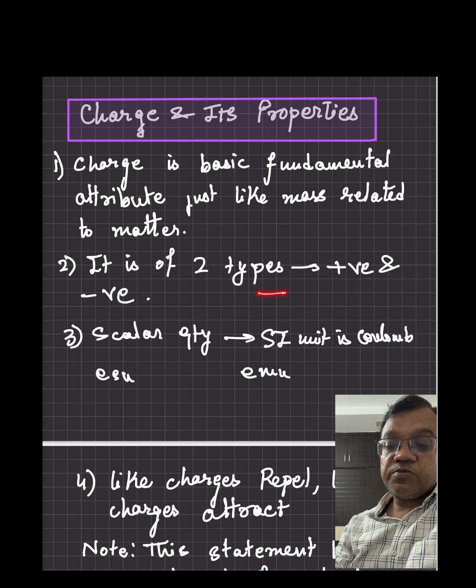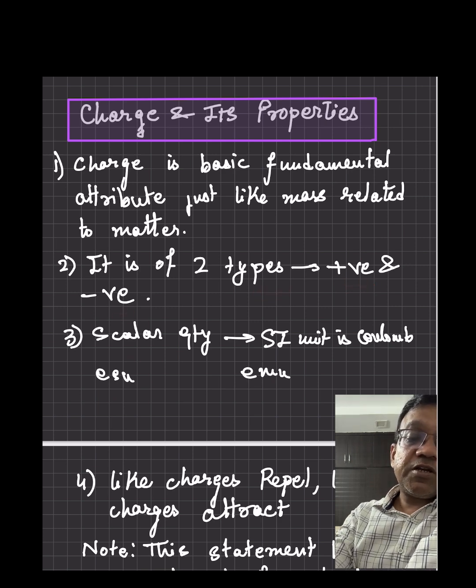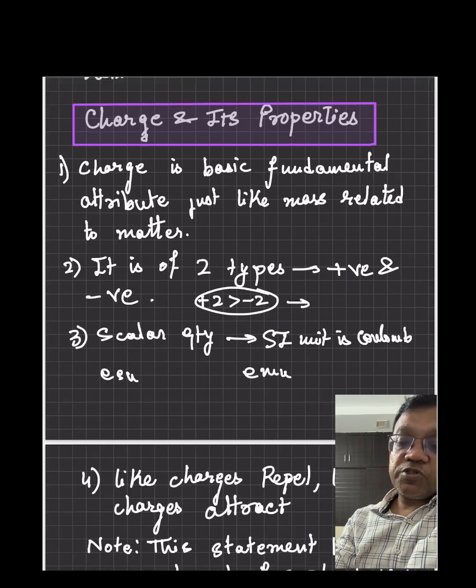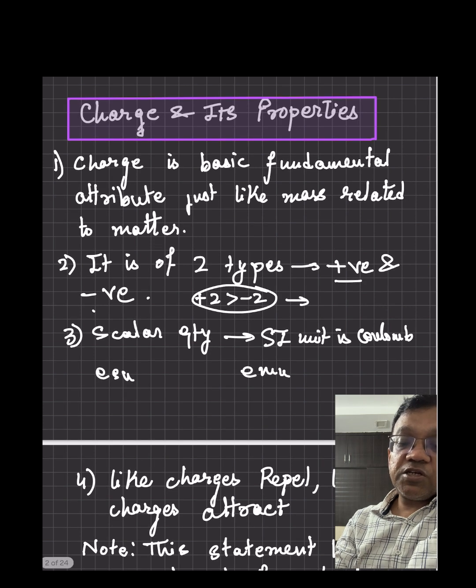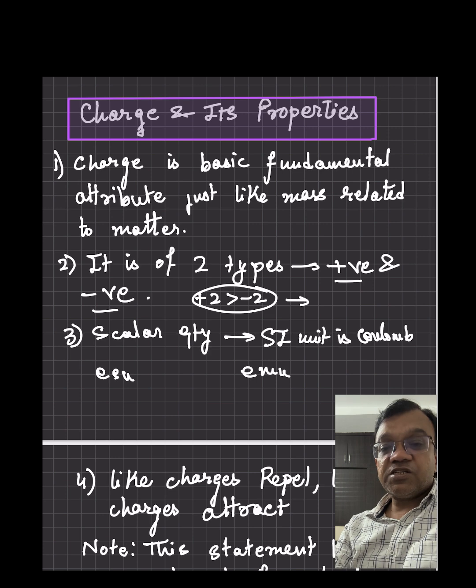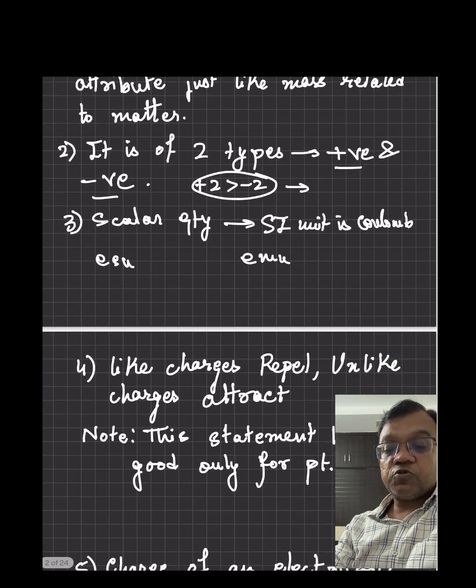Charge is of two types, positive charge and negative charge. Now, positive and negative do not mean that positive charge is greater than negative charge. It is only a way to distinguish two different types of charges. It is not at all comparing the magnitude of the two charges.